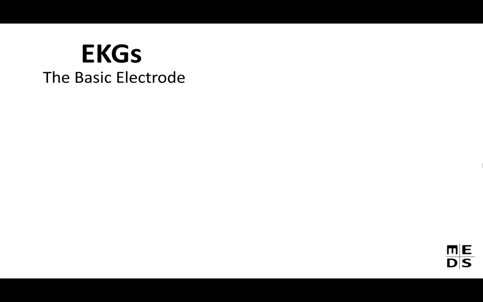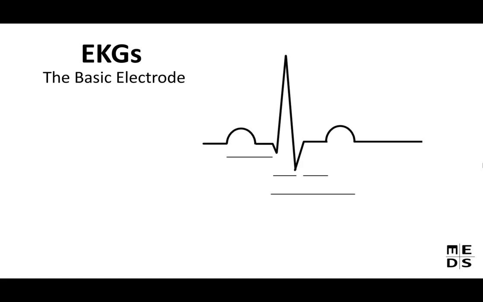Okay, so the basic electrode. Right here, this is essentially going to be one sliver of the EKG. This is the very standard EKG and how it actually looks. You're going to have a few different parts here: the P, the Q, the R, the S, and then the T. These are the five main parts of the standard EKG that you're looking at.